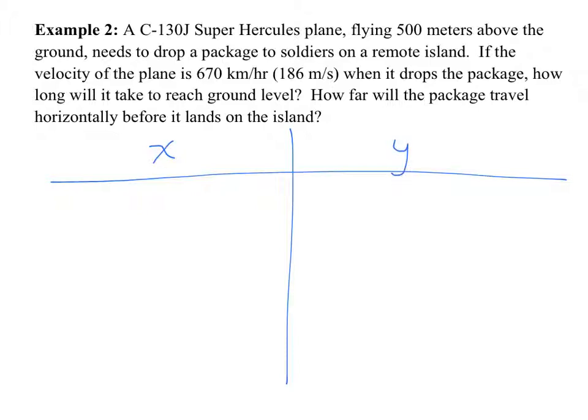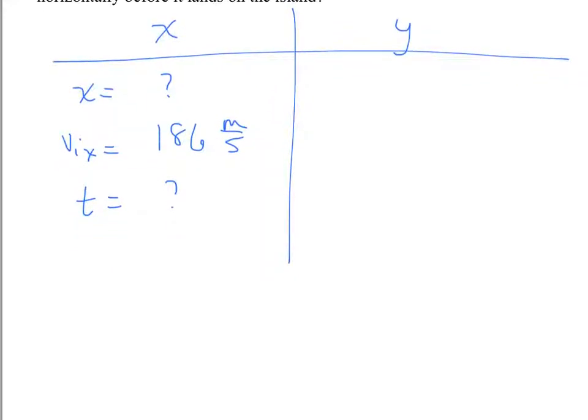So X is the unknown that we're trying to figure out, how far the plane should be away from the island, or how far the package would travel horizontally. We know the velocity of the plane this time, 186 meters per second. We don't know the time it takes, so we can't do much in the x direction right now for this problem, because we're missing those two variables. This would be our equation we're going to use, but I don't know x and I don't know time, so it's not enough information.